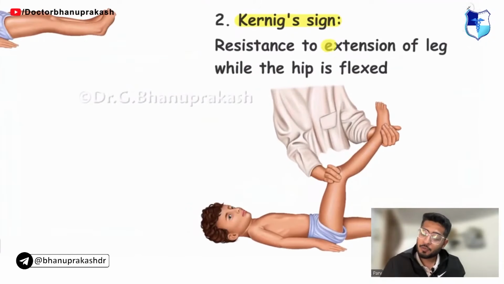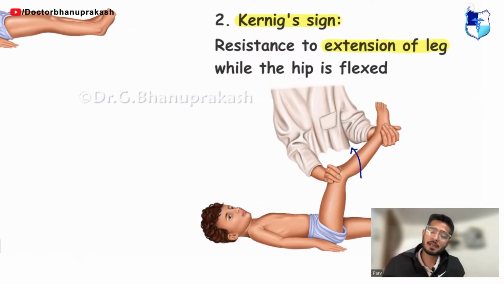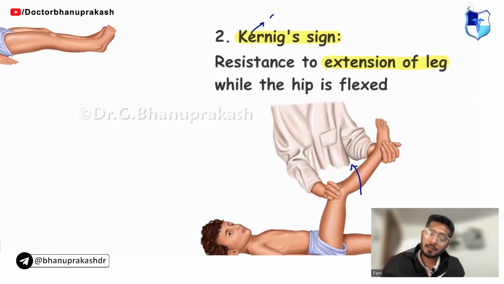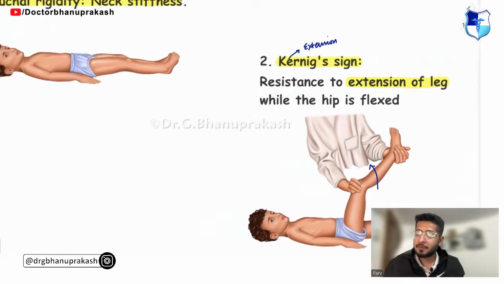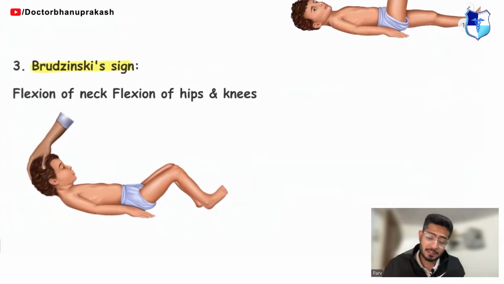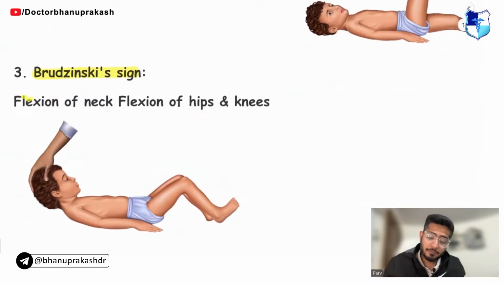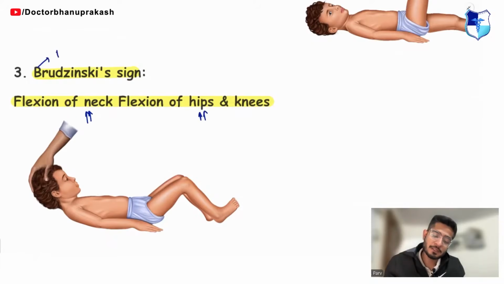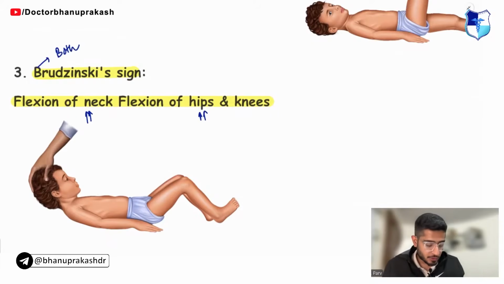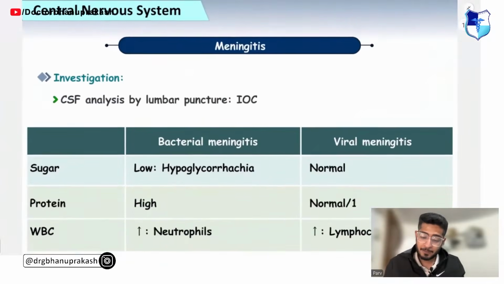So what is Kernig sign? Whenever you try to extend the leg, there will be resistance. Kernig is extension. And what is Brudzinski? Brudzinski is flexion: flexion of the neck will cause flexion of the hips. So B for Brudzinski, B for both. Both means flexion of neck and flexion of hip and knee.